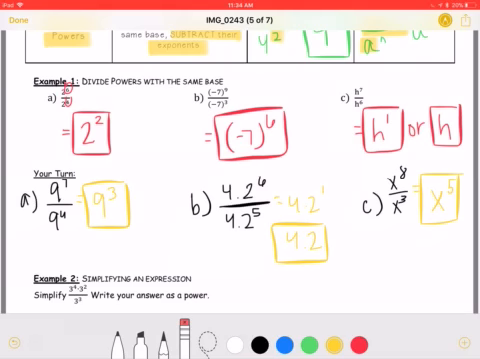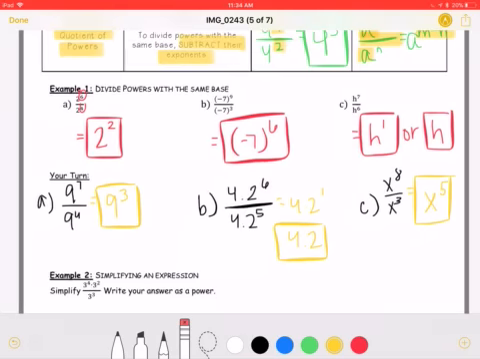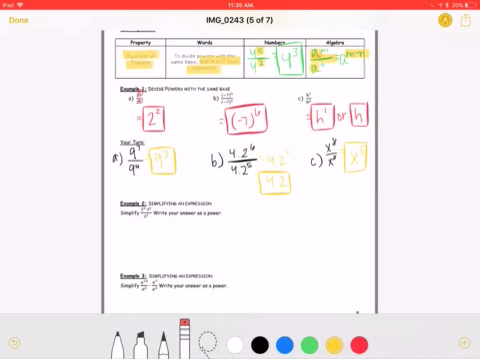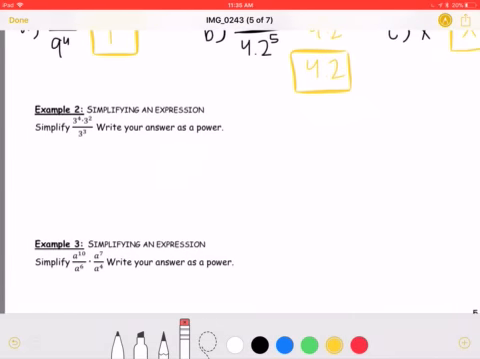Give yourself a little pat on the back. Stars, checks, if you got those correct. Fix them if you need to. Let's do examples 2 and 3 together now.